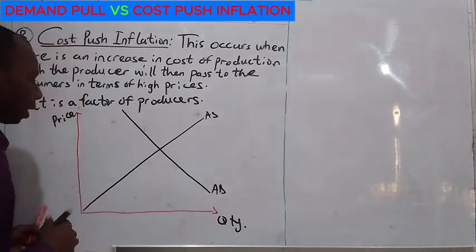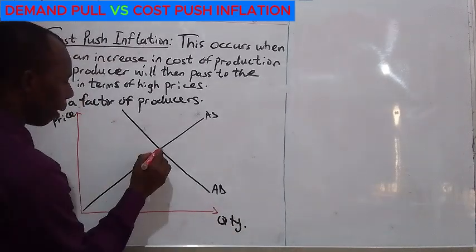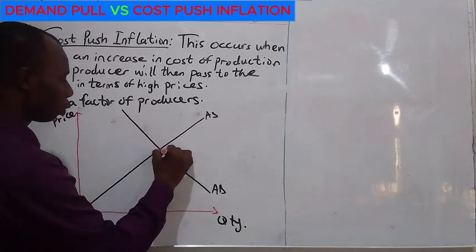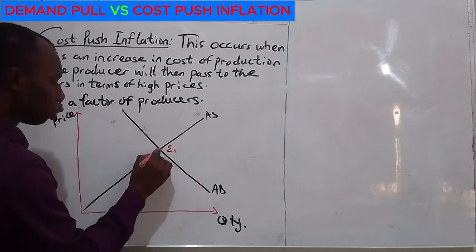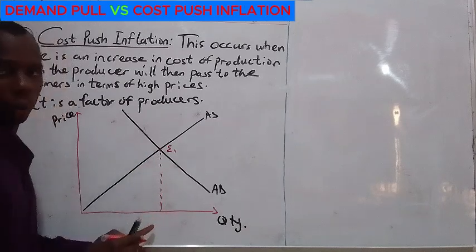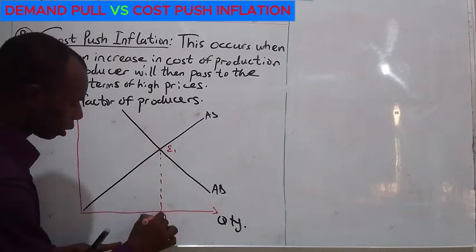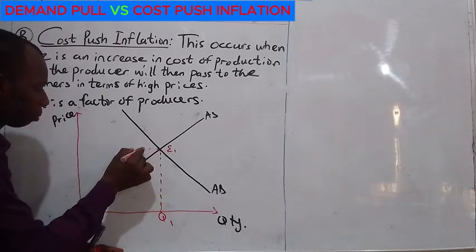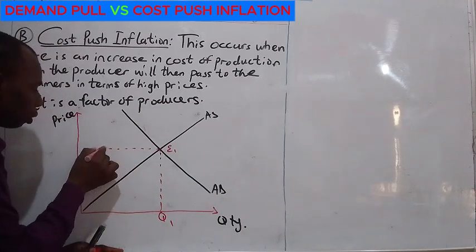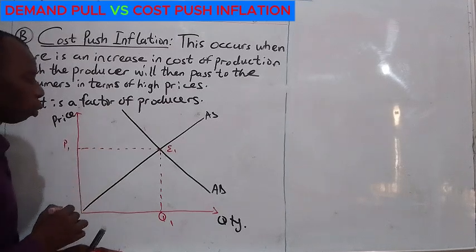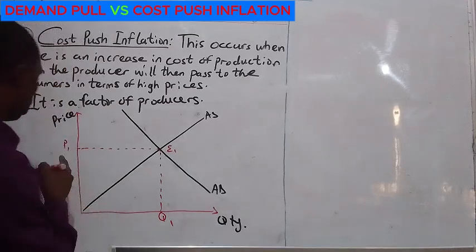Now, what happens is that because of this point of equilibrium, remember, anywhere aggregate supply meets aggregate demand, there will always be an equilibrium point. So we call this one E1. If we trace this equilibrium point to quantity, this will give you the quantity demanded in the economy, which is our Q1. And if we also trace it to price, that will give you the price currently being charged in the economy. So we call this one P1.